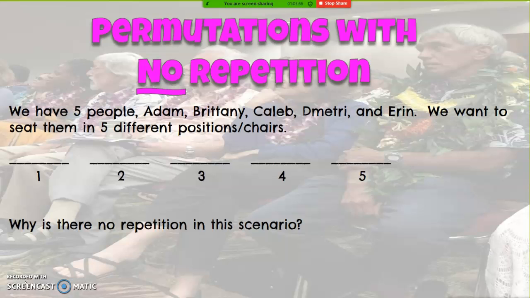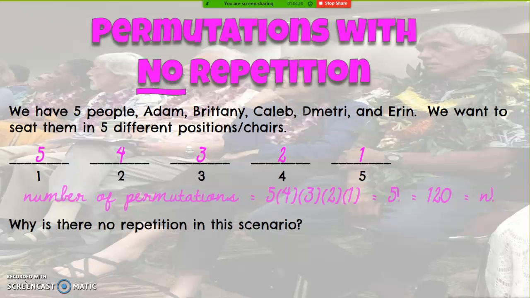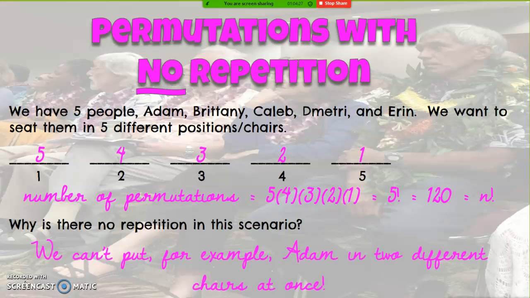We have 5 people, Adam, Brittany, Caleb, Dimitri, and Aaron. We want to seat them in 5 different positions. 1st place, 2nd place, 3rd place, 4th place, 5th place. And this is a review from the last video. Okay, so 5 possible choices in 1st place. Now there's only 4 possible choices. Now there's only 3 possible people to put in that chair. The 4th chair, we've only got 2 people to choose from. And then the 5th chair, we've just got 1 person left. So this is 5 factorial, or n factorial. So there are 120 possible ways to arrange those 5 people in those 5 chairs.